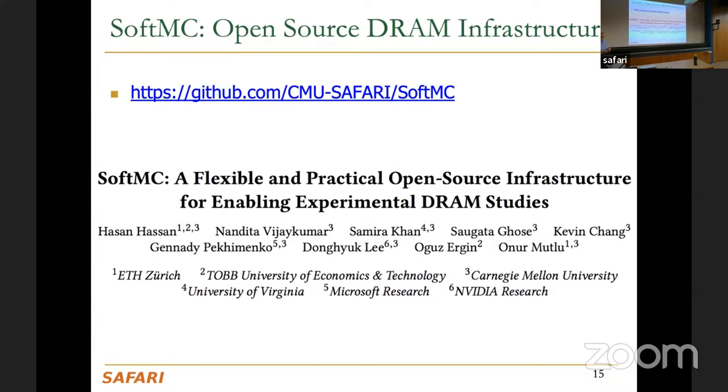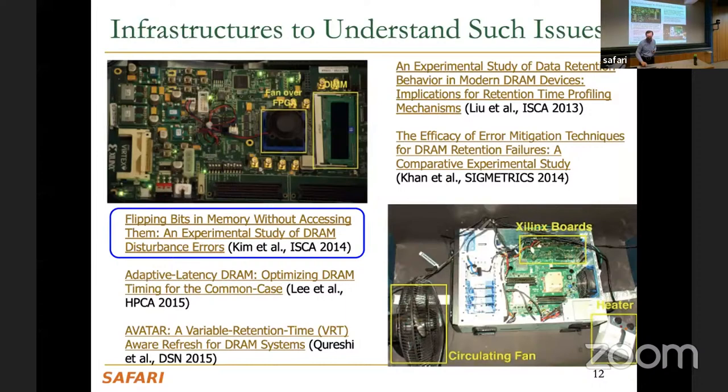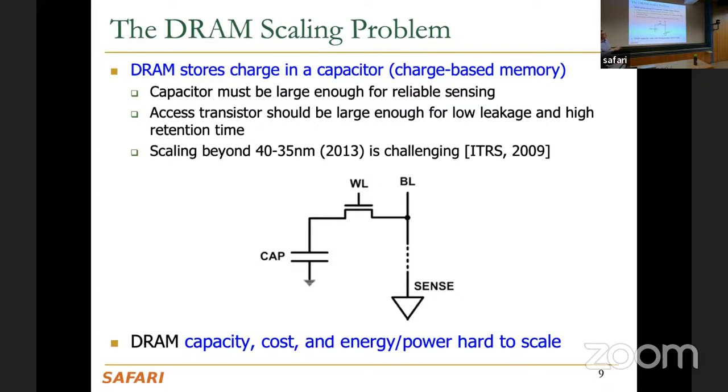So why did we build this infrastructure? Actually, the reason we built this first infrastructure was to really understand the retention time issues in DRAM. Remember, I said you have a DRAM cell with this capacitor. Basically, this capacitor leaks charge over time, even if you don't do anything to the cell. Over time, you lose charge, so you need to refresh DRAM cells periodically. We're going to talk about that in later lectures also.